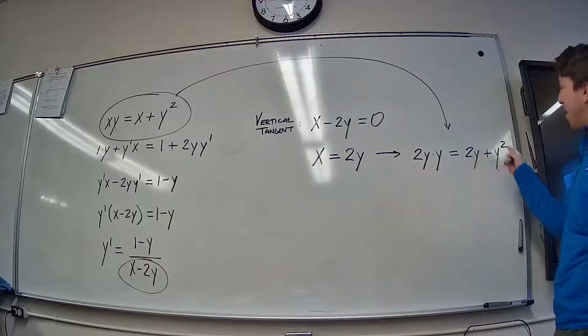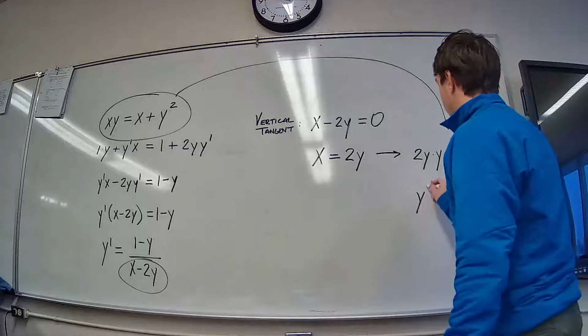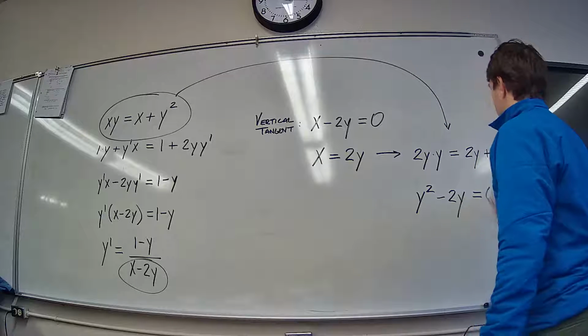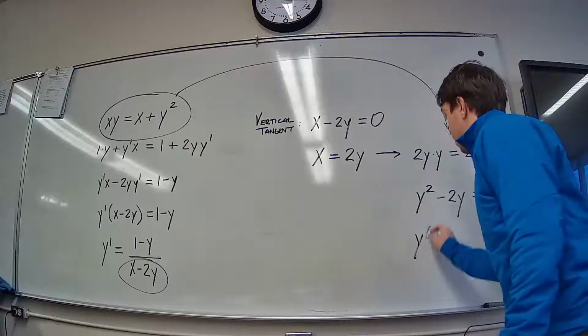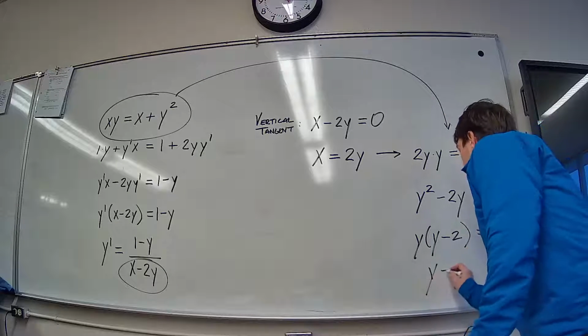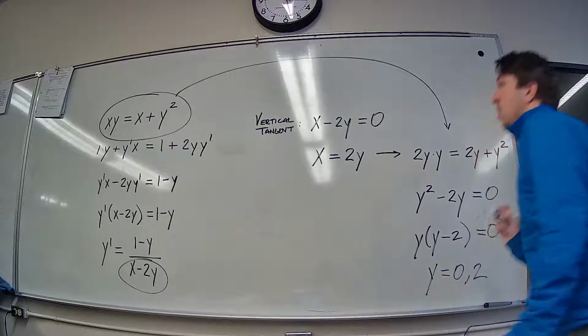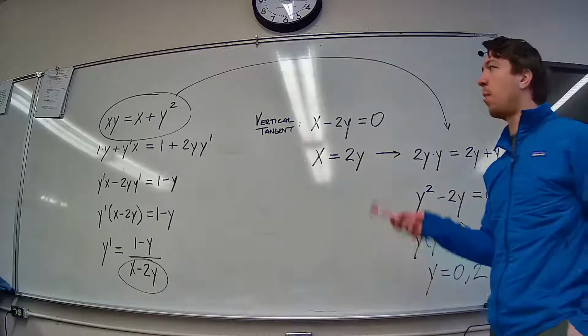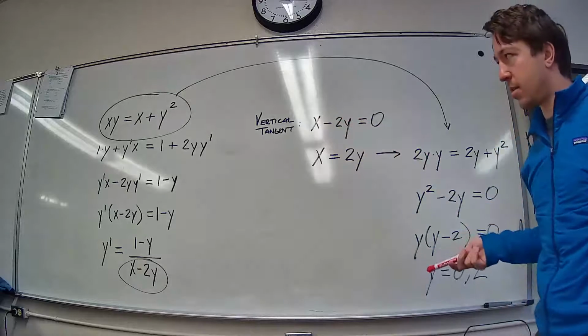Okay, anyway, so 2y squared minus 1y squared is y squared. Subtract the 2y over. And then, of course, you solve this. You get the 2 y values, right? Is that the answer? No. Those are just the 2 y values where we might possibly see a vertical tangent line.